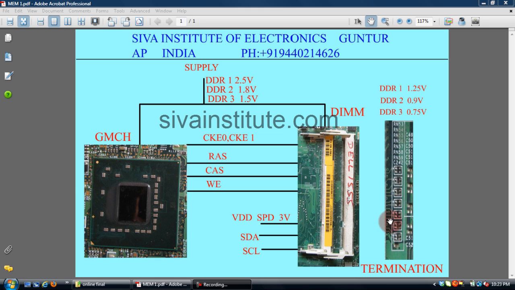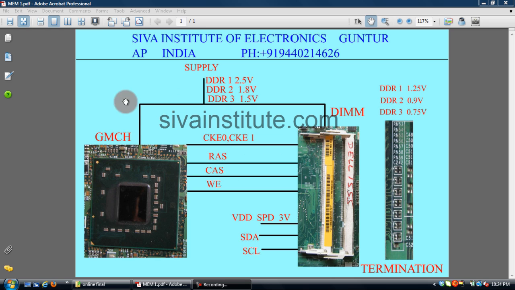These are termination resistors. This is the supply: DDR1 2.5 volt supply, DDR2 1.8 volt supply, DDR3 1.5 volt supply. This supply goes to the GMCH and the DIMM slot, the memory slot. This voltage goes to the memory controller in the GMCH, and the same supply goes to the DIMM slots.